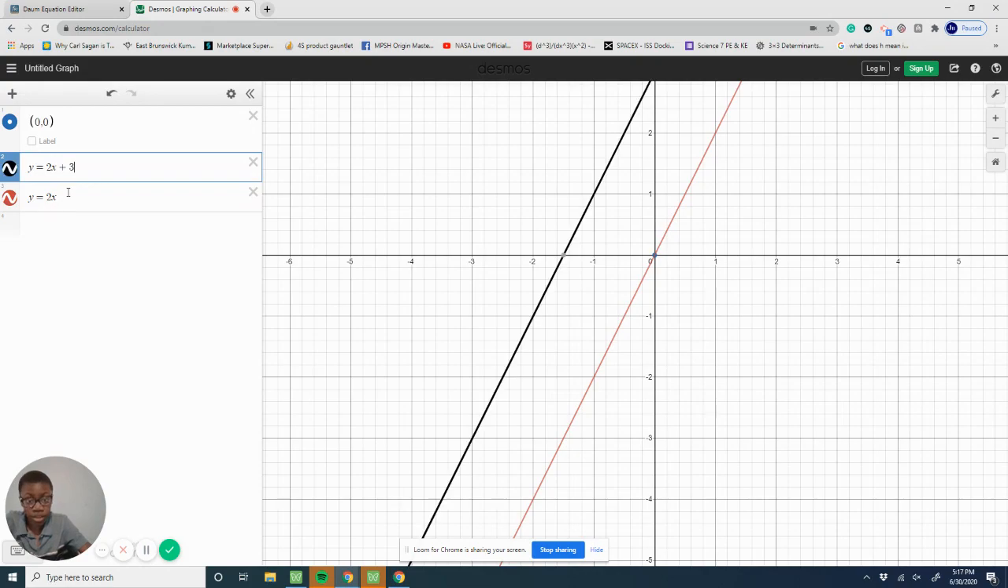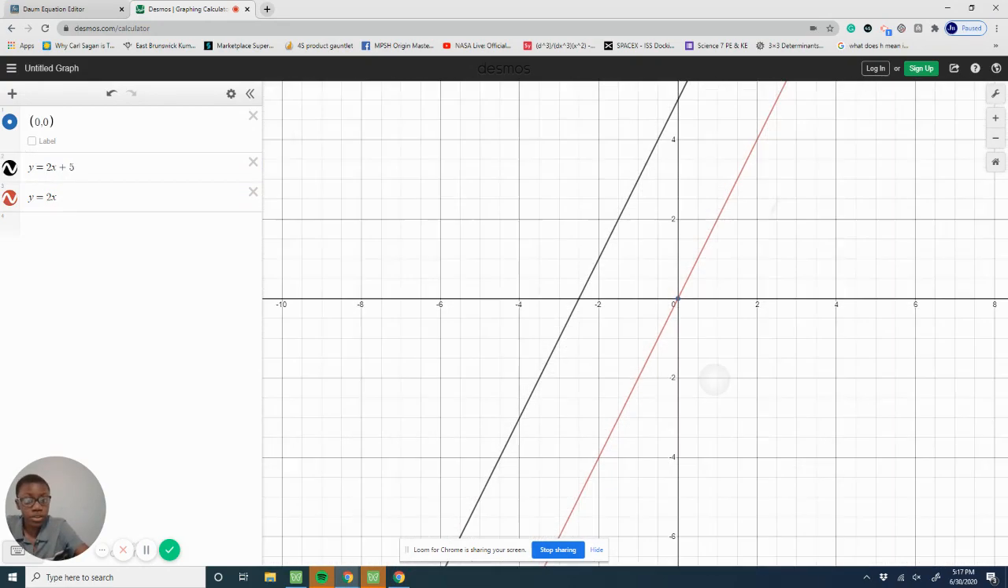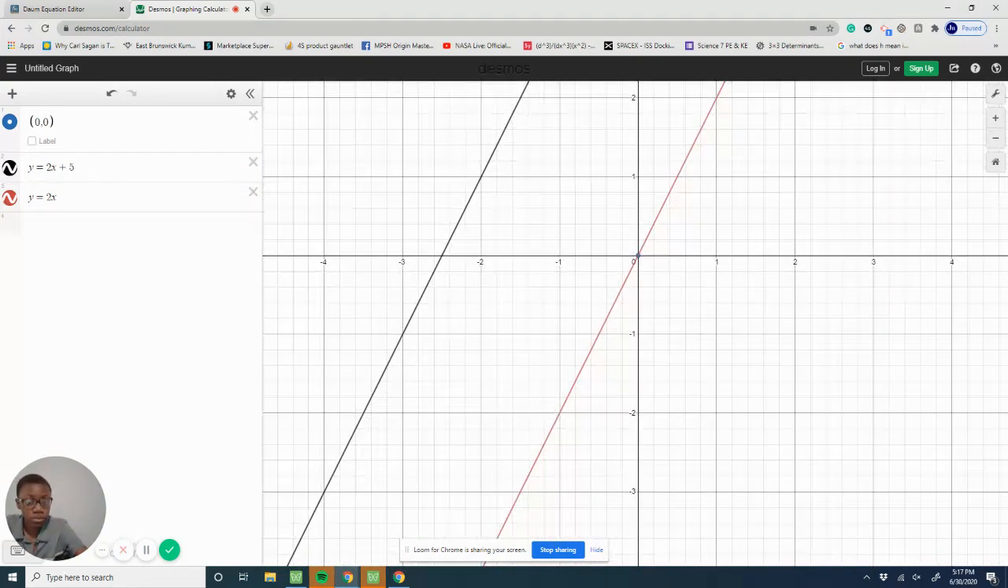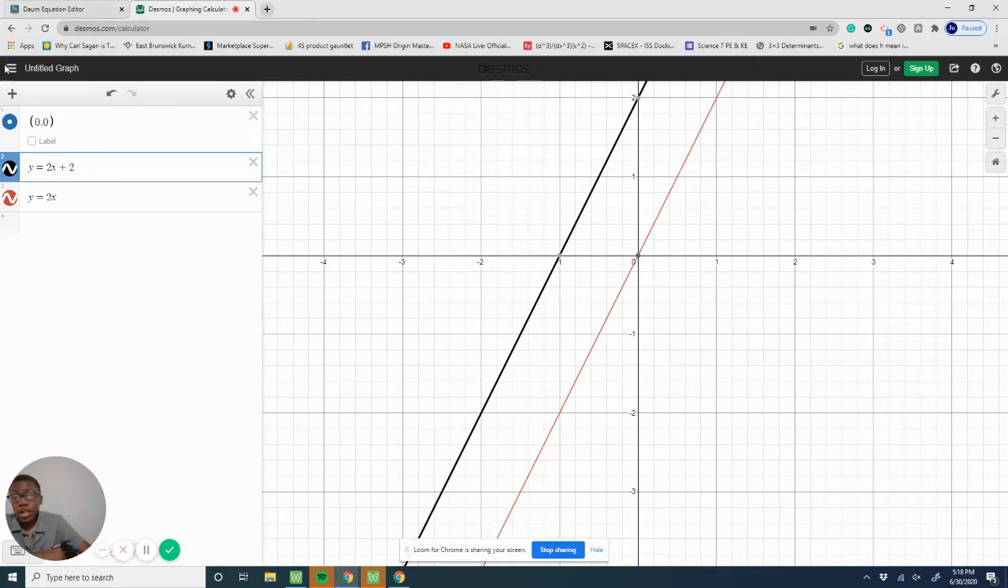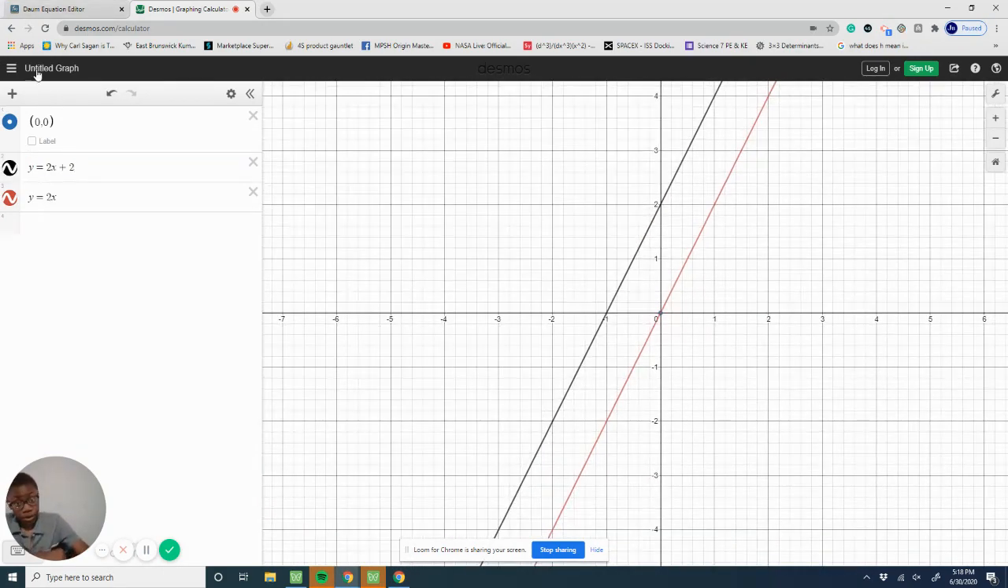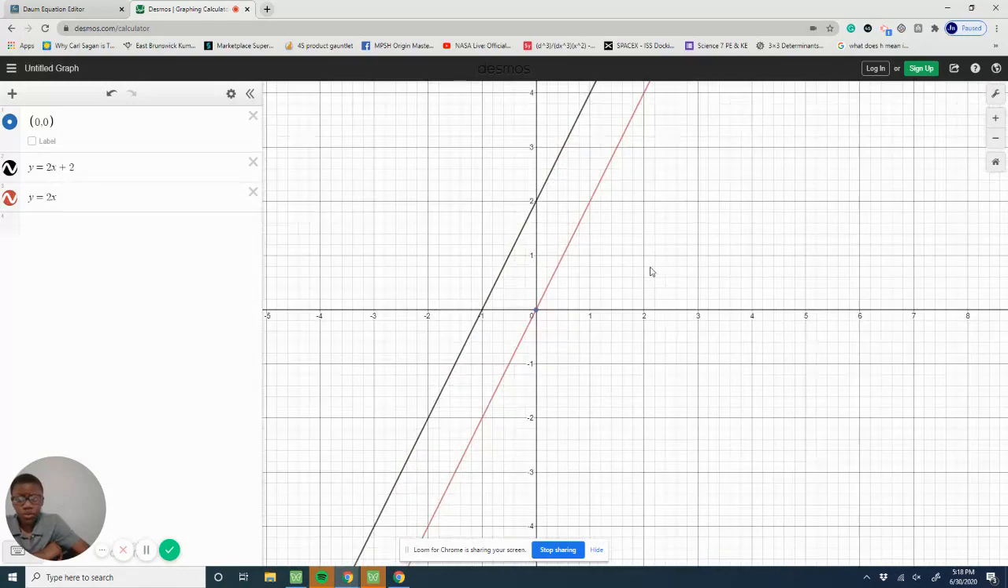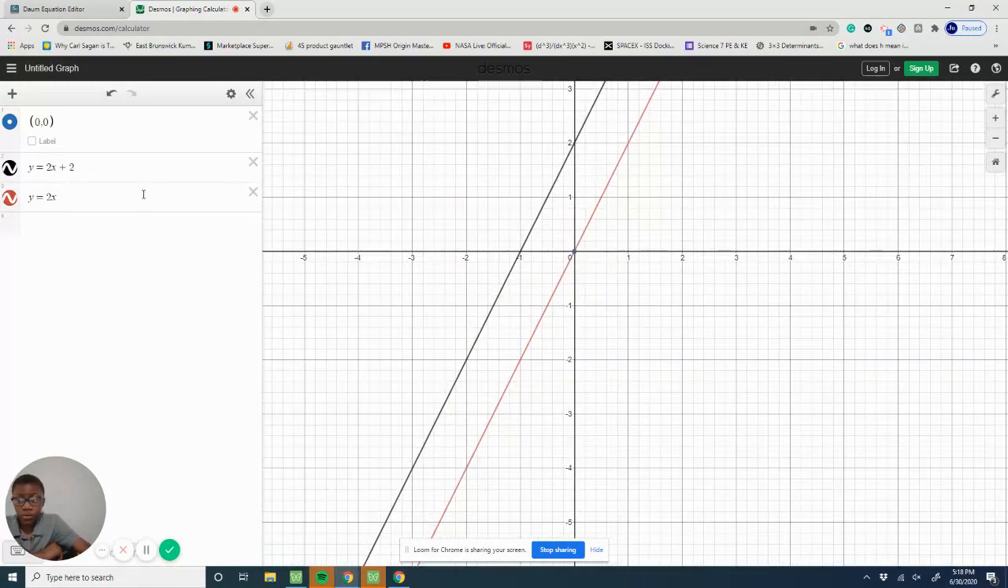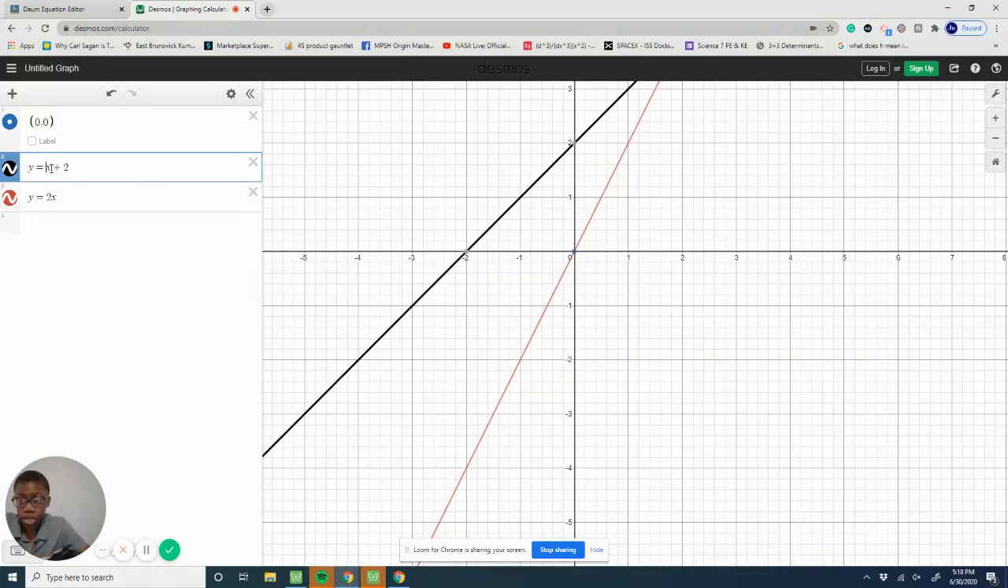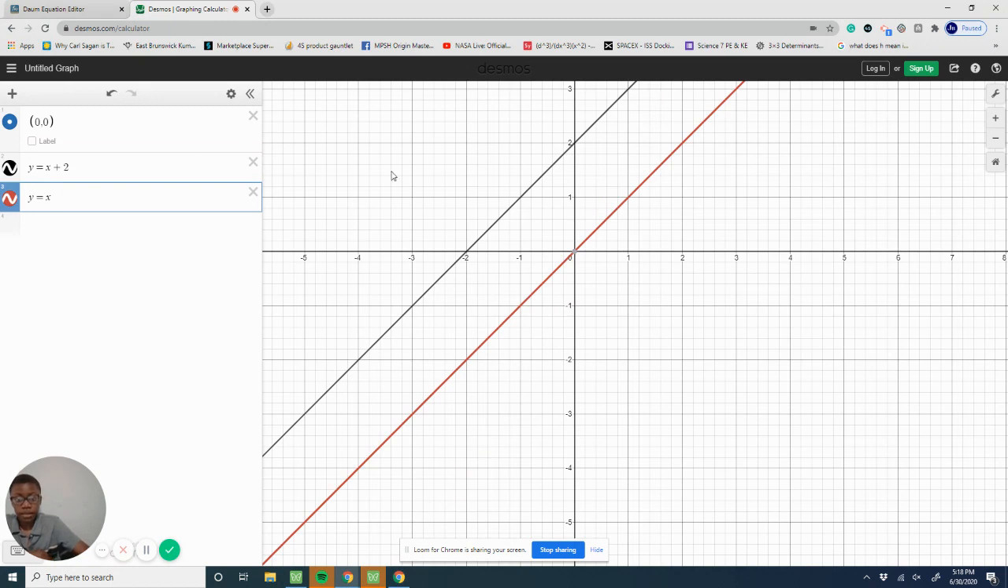You can have 3, 4, 5. It's just going to continue to move up. And that's how intercepts work. This works for any equation, right? You can have x plus 2 with x. Look at that. That's how intercepts work.